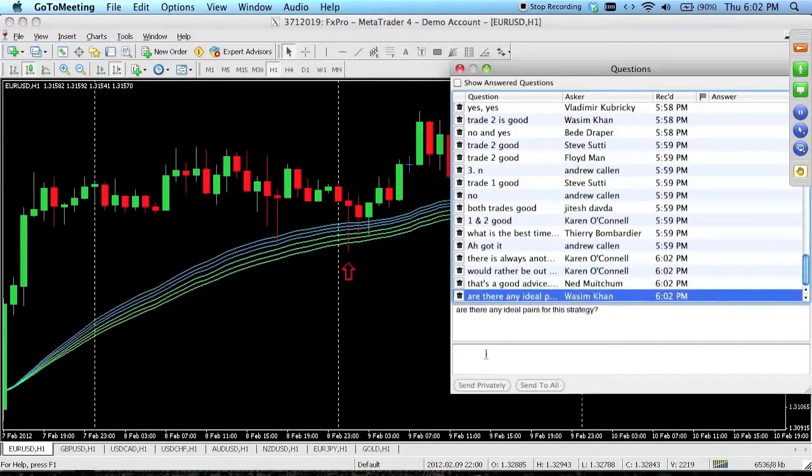Wasim, are there any ideal pairs for this strategy? Ideal pairs for this strategy are all the pairs that have small spread. That makes it euro yen, euro USD, sometimes pound dollar. I believe those would be the tightest spreads. Okay, don't worry about the spreads. I'm going to teach you a technique on how you can take this in your favor and maximize your profit. Many of you from my social network who trade with me every day in the chat room already know what I'm going to bring up here in terms of correlation.